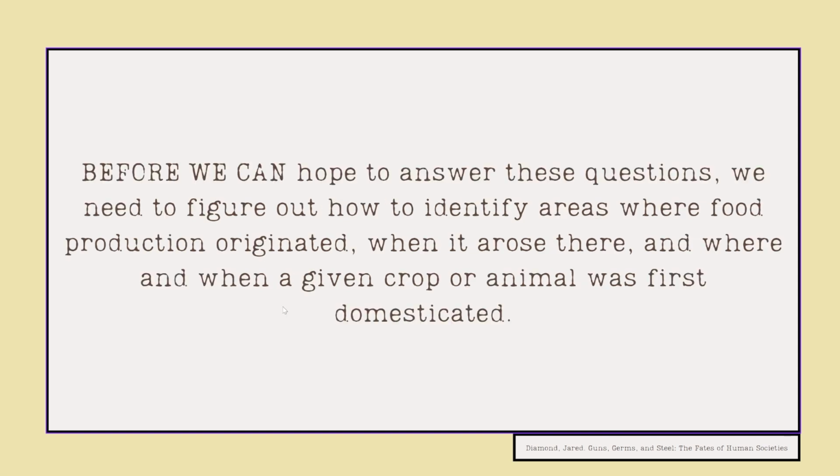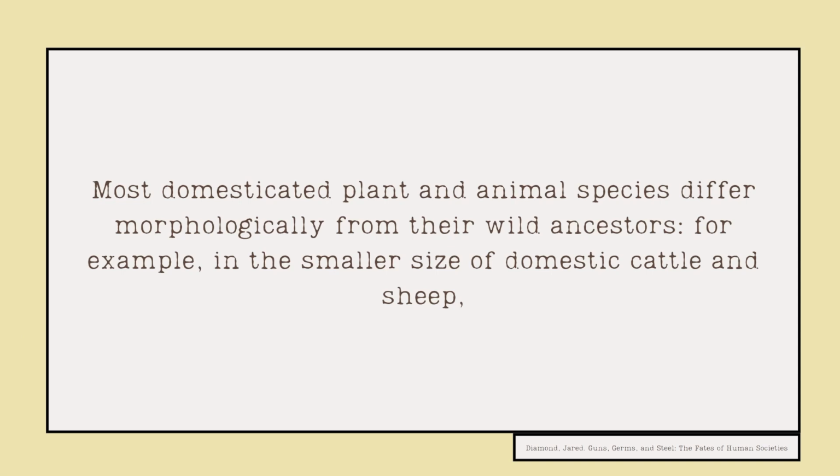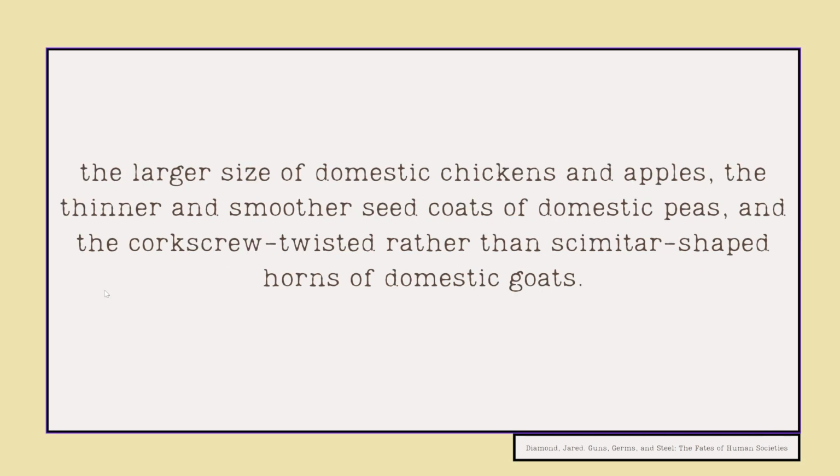Before we can hope to answer these questions, we need to figure out how to identify areas where food production originated, when it arose there, and where and when a given crop or animal was first domesticated. Most domesticated plant and animal species differ morphologically from their wild ancestors. For example, the smaller size of domestic cattle and sheep, the larger size of domestic chickens and apples, the thinner, smoother seed coats of domestic peas, and the corkscrew-twisted rather than scimitar-shaped horns of domestic goats.